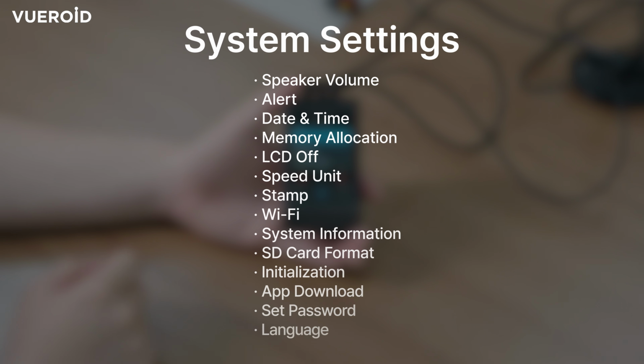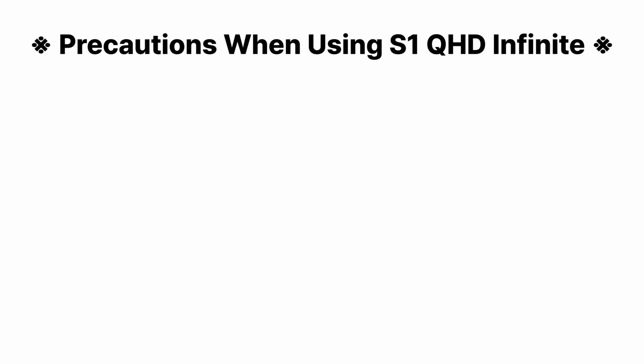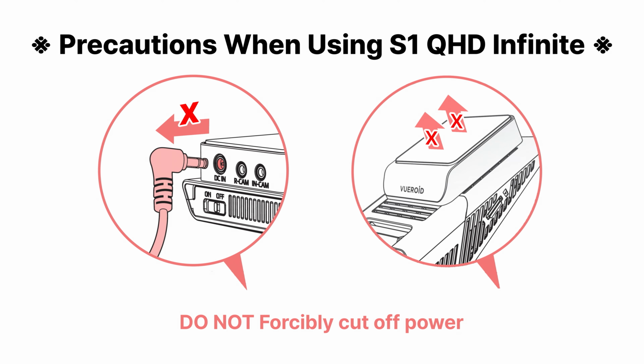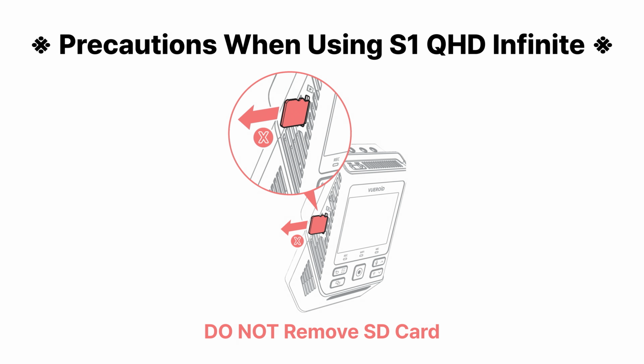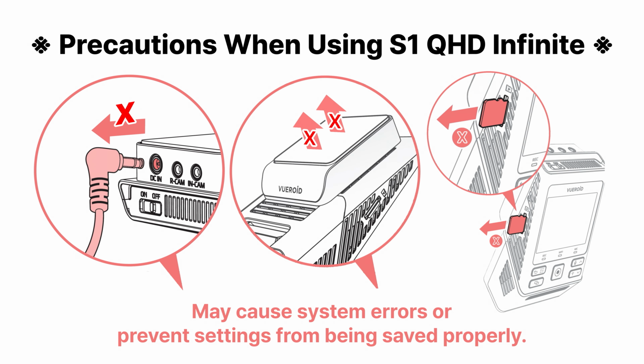The System setting includes the following items. Before we jump into the setup, there are a few important things to keep in mind. Please do not perform the following actions during product formatting or booting. Please be sure not to forcibly cut off the power, such as unplugging the power cable or removing the cradle. Also, please be sure not to remove the SD card. Such actions may cause system errors or prevent settings from being saved properly.